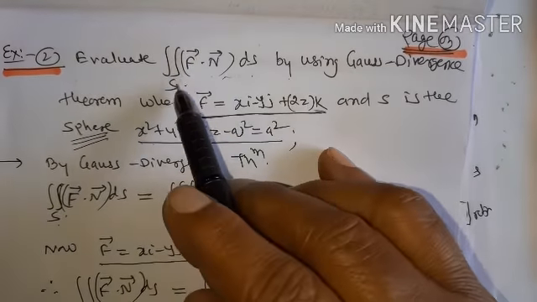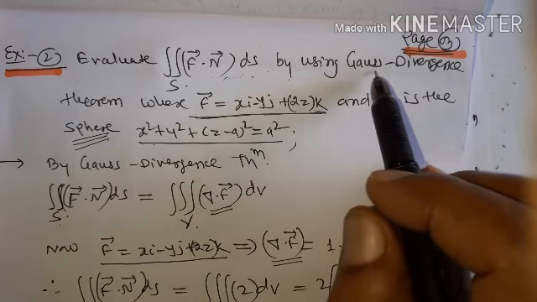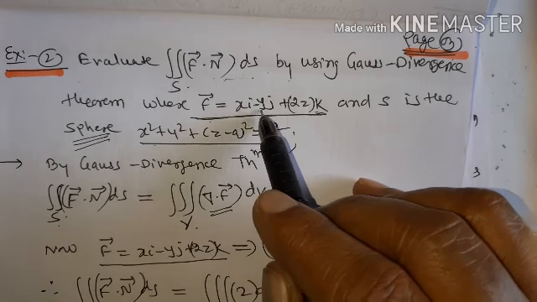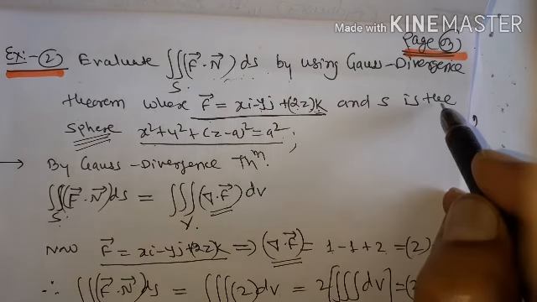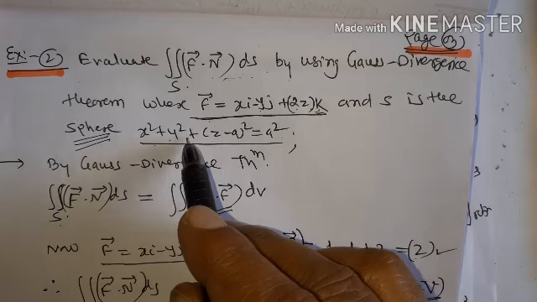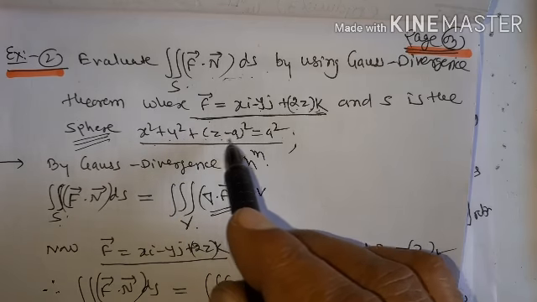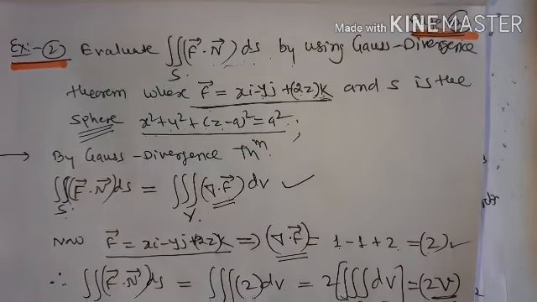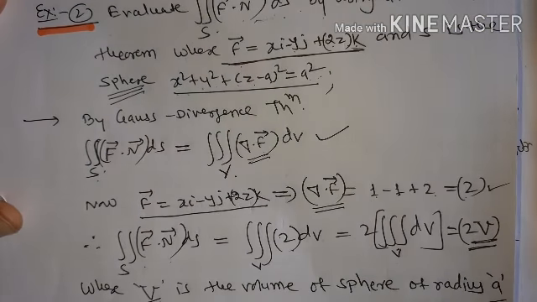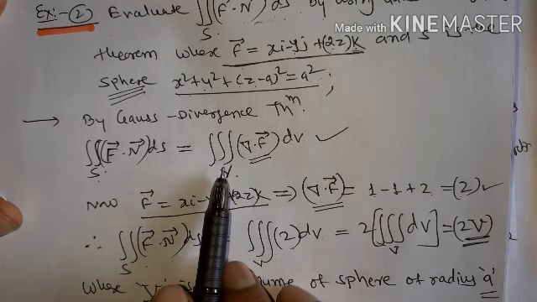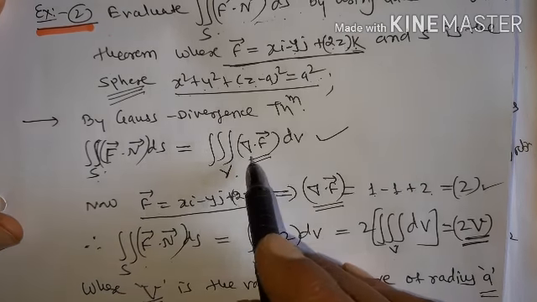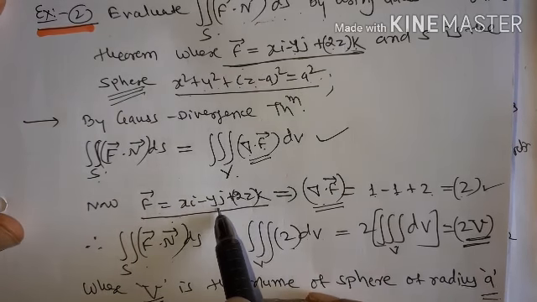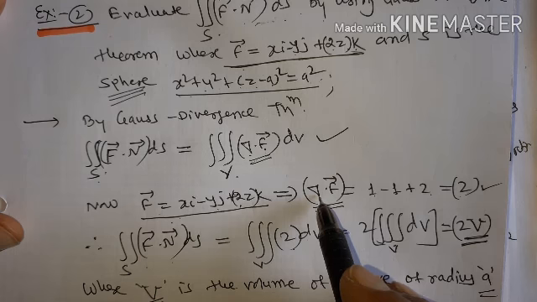Evaluate the surface integral of f bar dot n bar ds by using Gauss divergence theorem, where f bar is equal to xi minus yj plus 2zk and s is the sphere x square plus y square plus (z minus a) whole square is equal to a square. Now as usual we will first write the Gauss divergence theorem. The surface integral is equated to the volume integral, and for that purpose we need to find del dot f bar, the divergence of f bar.